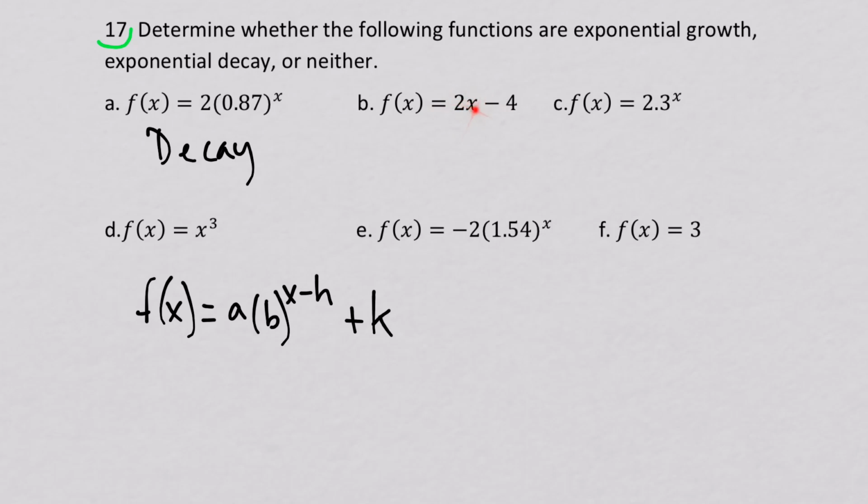This one is not exponential. There is no exponent of x, right? So neither. In the next one, there's an exponent x, so it is exponential. This is a number bigger than 1, 2.3, so that's growth. In this next one, the exponent is 3, not x, right? We want the exponent to be x, so this is neither. It's not exponential. In E, you have an exponent of x, that's okay, that's exponential. This is a number bigger than 1, so that is growth. And the last one, you can see that it's neither. That is not exponential at all.